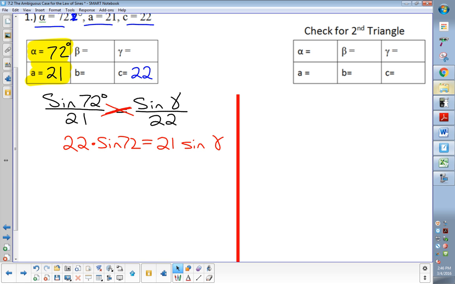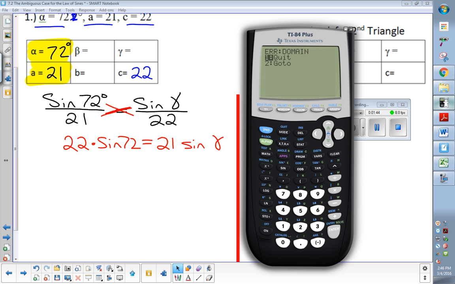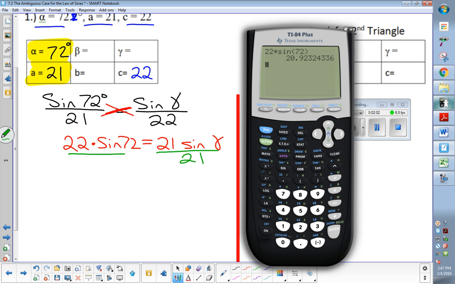So in my calculator, we'll start to put that together. Where did my calculator go? It's gone. All right, so we're turning on my calculator here. We're typing in 22 times sine of 72. I'm trying to solve for gamma, so I haven't done that yet. Eric, what do I still need to get rid of? 21. How do I get rid of that? Divide both sides by 21. Good. So I take that answer, divide it by 21.